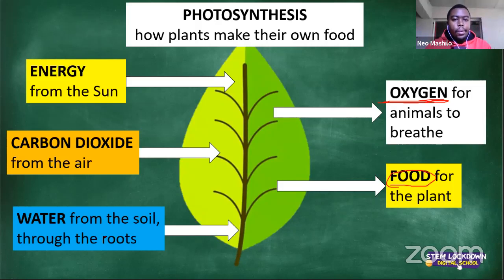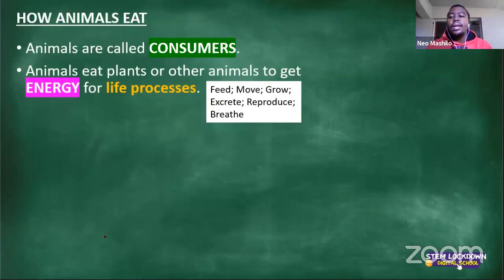Now, animals, on the other hand, do not make their own food, and we call them consumers. So a consumer is an organism that does not make its own food, but goes to eat something else or eat from somewhere else. For example, with us, we go to the shop to buy our food. And at the shop, we are called consumers because we are buying and taking from somewhere else for us to eat. So that's what a consumer is. All animals are called consumers because they eat from other things.